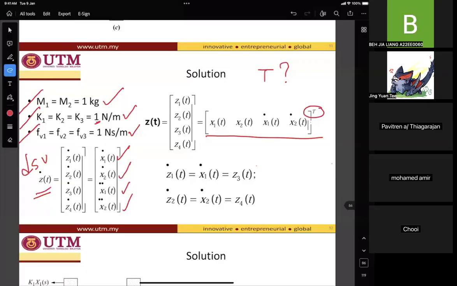Okay, Amir, Muhammad Amir. Yes. Muhammad Amir. Yes, I hear you. What is T in this slide 92? Power of T.